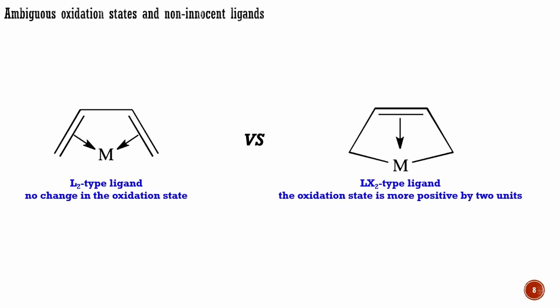For example, in one of the resonance forms of butadiene, it acts as an L2-type ligand, while there are resonance forms where butadiene behaves as an LX2-type ligand. The binding of butadiene as an L2-type ligand leaves the oxidation state of the metal unchanged, but when it functions as an LX2-type ligand, the oxidation state of the metal becomes more positive by 2 units.